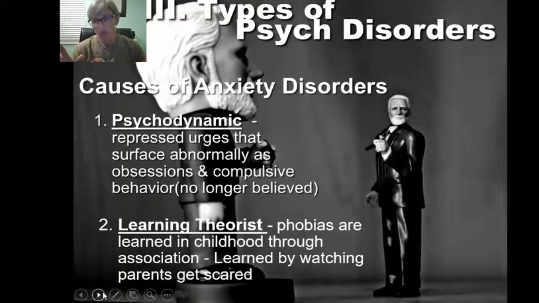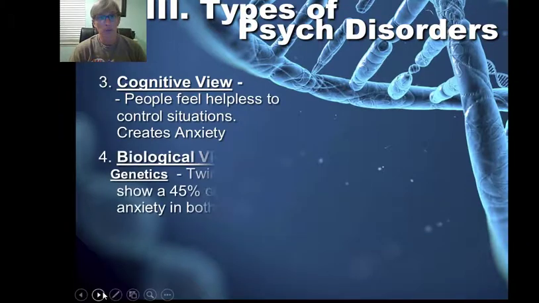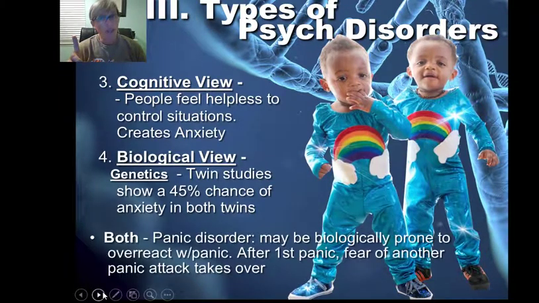Learning theorists, now you'll recall that learning theorists include guys like Piaget, Bandura. Phobias are learned in childhood through association and learned by watching parents get scared. So maybe social learning or conditioning is how we learn phobias. If that's the case, then they can be unlearned. So we can unlearn to be afraid of something. The cognitive perspective, remember, how do we think about these things? That people feel helpless to control situations, which creates anxiety. We talked a little bit about that in Unit 8.